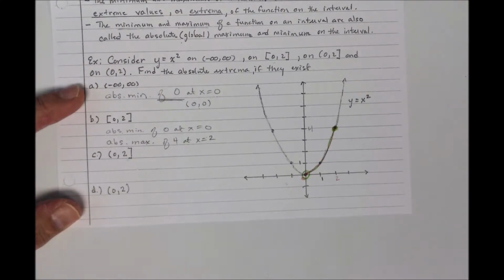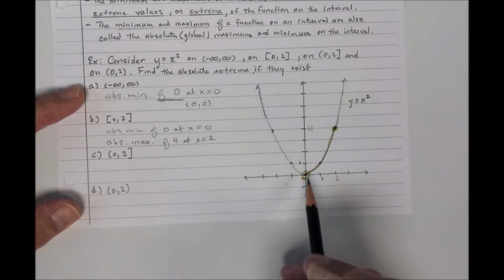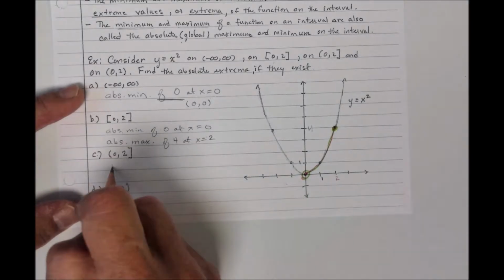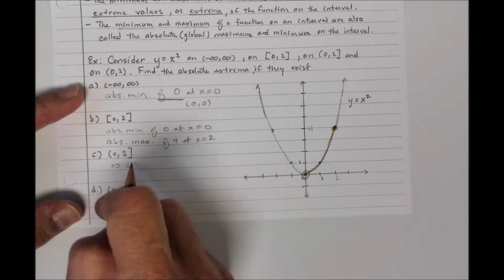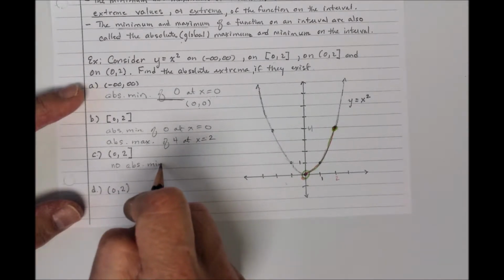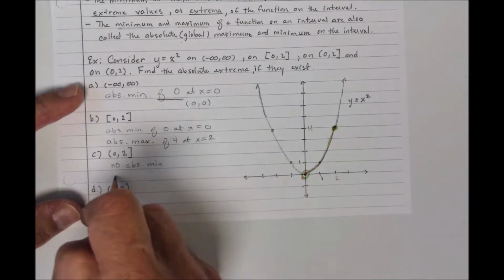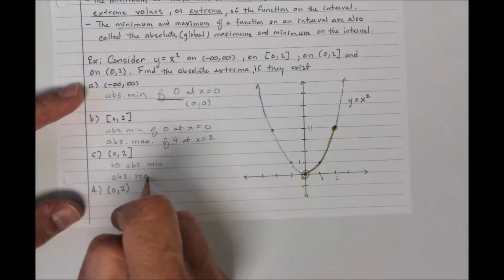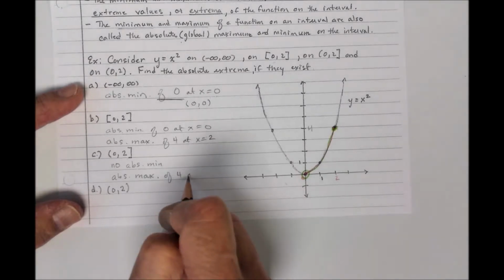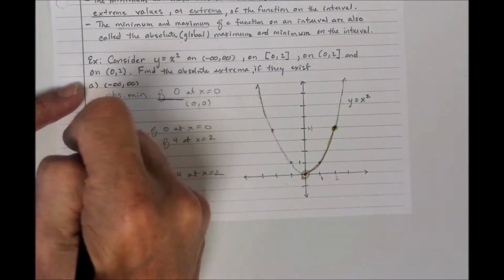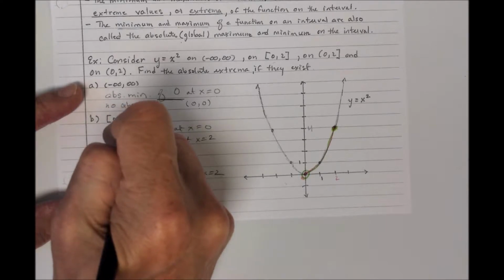Well, this does not have a minimum value because there is no smallest number that's greater than 0, because the set of real numbers is dense. So I'm just going to go ahead and write it out this way. No absolute minimum, but we still have up here an absolute maximum of 4 at x equals 2. Back here, no absolute maximum.